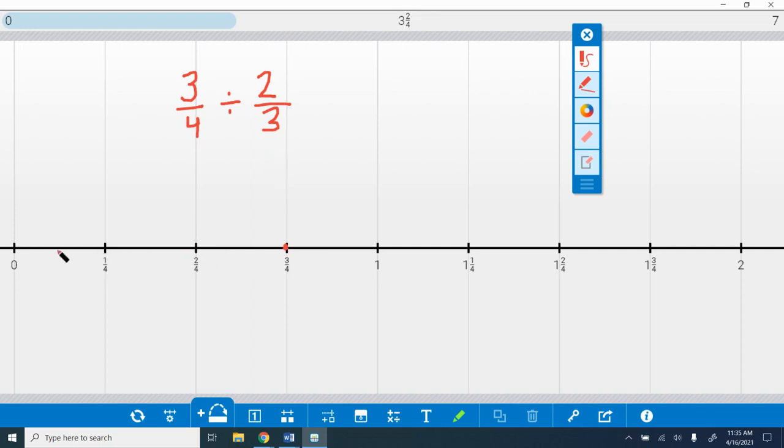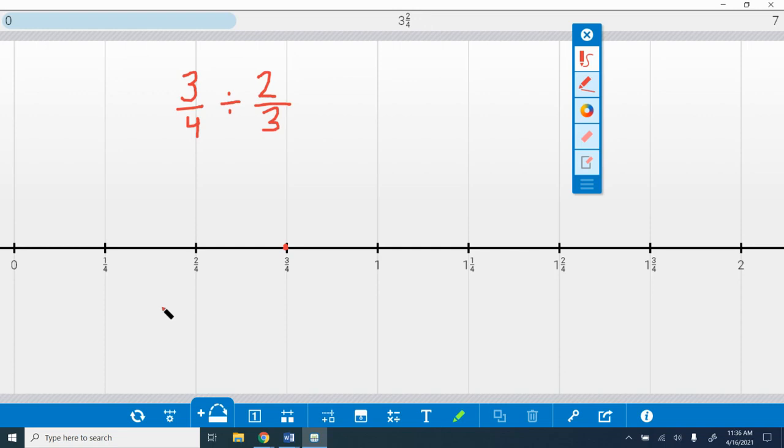Well, I think that 1/3 would be right about here, and 2/3 would be right about here. So how could I reorganize this number line that would more clearly help me see thirds and fourths? Well, I need to find a common denominator. So we're dealing with fourths and thirds. So let's think through some multiples of 4 and some multiples of 3 and see if we can come up with a common denominator. 4, 8, 12, 16, 20, 3, 6, 9, 12, 15.